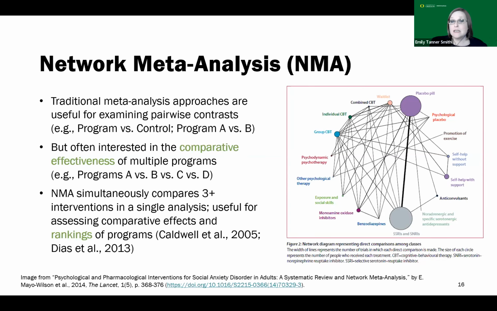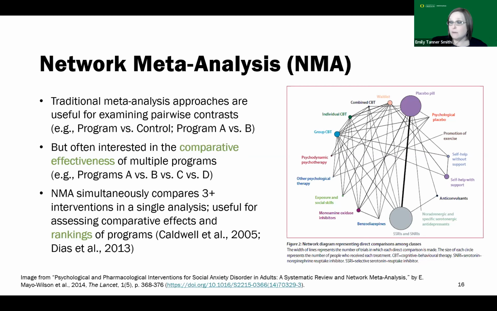So NMA models can be used to simultaneously compare the effects of 3 or more competing interventions by combining evidence across a network of studies in a single parsimonious model. And then NMA models can be used to rank the different programs of interest to see which program is most likely to be the best in terms of effect size magnitude.